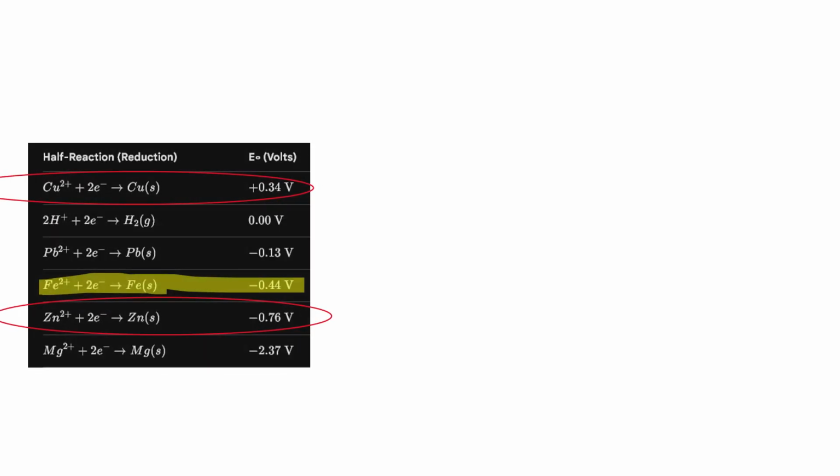So let's look at the chart, right? We want to compare zinc and copper to iron. So we want to have a spontaneous reaction between the two species. Looking at this table, what do you think will be the ion that we will choose to react with our iron? If you chose zinc, good job.